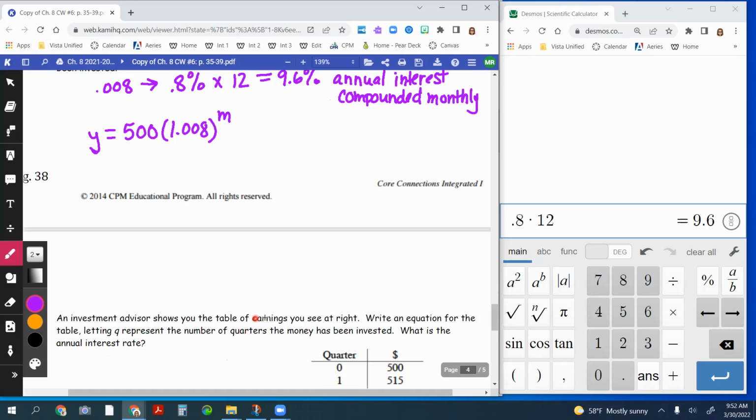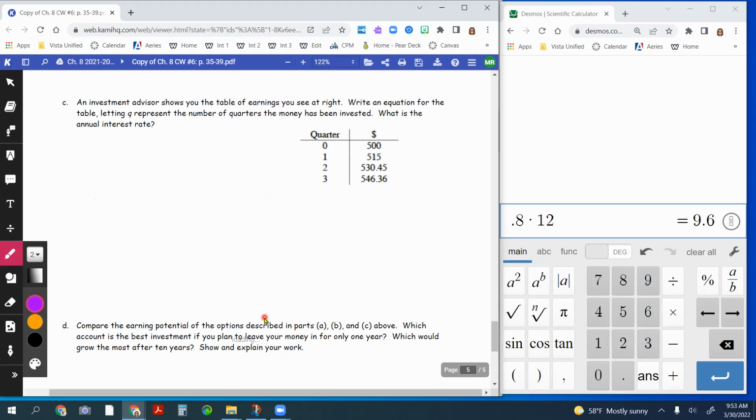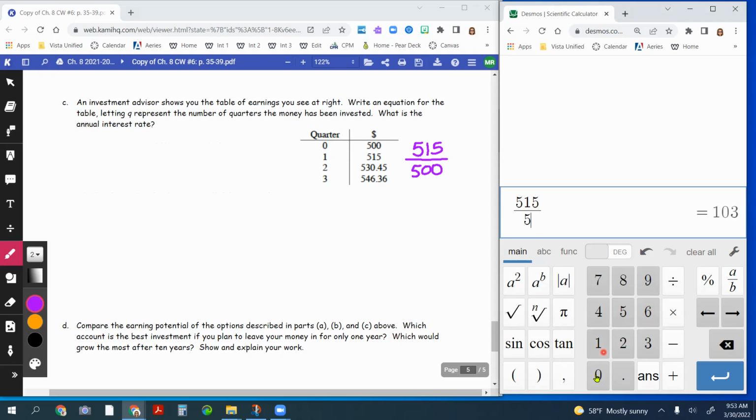Then on the next situation, an investment advisor shows you the table of earnings you see at the right. Write an equation for the table, letting q represent the number of quarters. So this is quarters. What is the annual interest rate? So I'm going to take 515 divided by 500 to see what I'm multiplying by. So 515 divided by 500 gives me 1.03. So we're multiplying by 1.03.